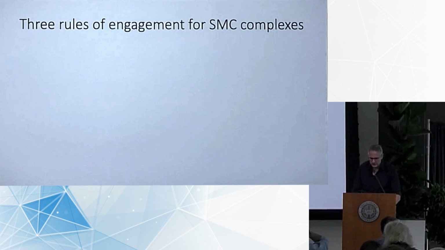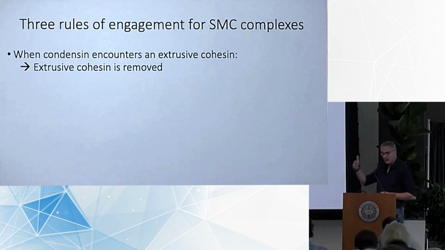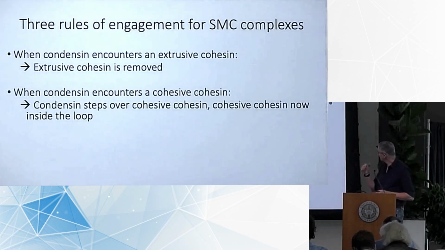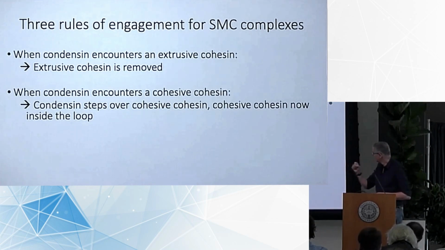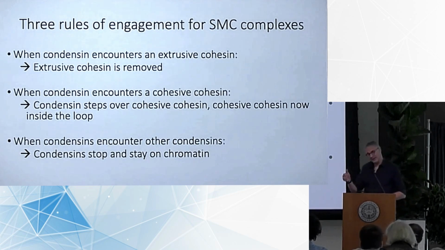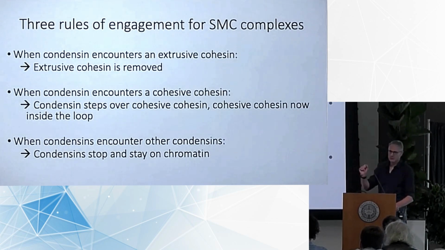So that brings us to our final set of 3 rules of engagement. The first rule of engagement was when condensin encounters extrusive cohesin, it will kick it off and then keep extruding. When condensin encounters cohesive cohesin, it will step over it and keep extruding, and now the cohesive cohesin is inside the loop. And the third rule is when condensins run into other condensins, they stop and hold. I'm really interested and very excited to see that you just need these 3 rules, plus an extruding machine, to explain how cells convert an interphase conformation into a mitotic chromosome.